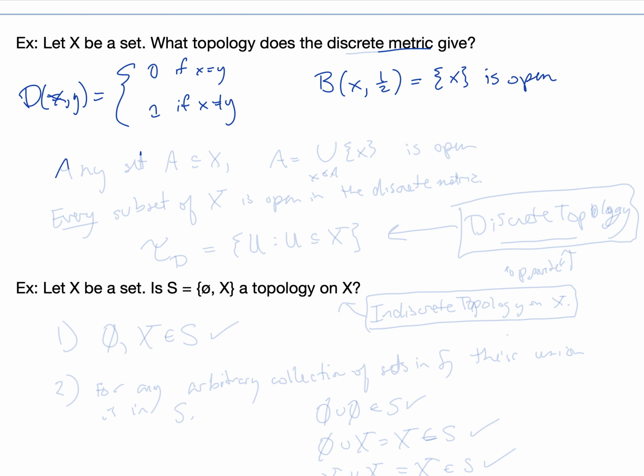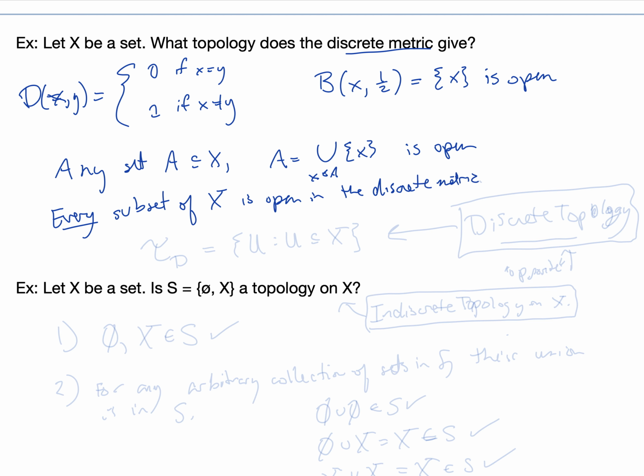And then if we take any set A that's a subset of x, then A is equal to the union of all elements x such that x is an element of A, right? That's a weird way to write A, but it is the set A, the union of all of its elements, that is the set A. Because arbitrary unions of open sets are open, that means that that is open. And therefore, in the discrete metric, every set is open. So every subset of x is open in the discrete metric.